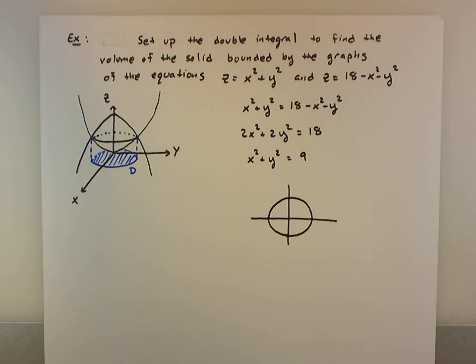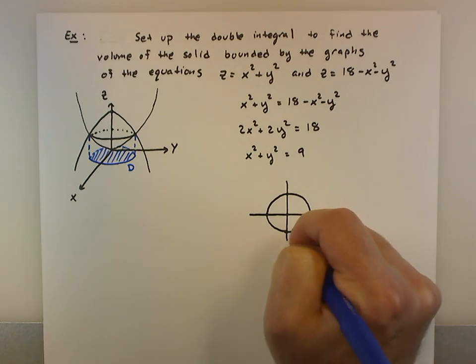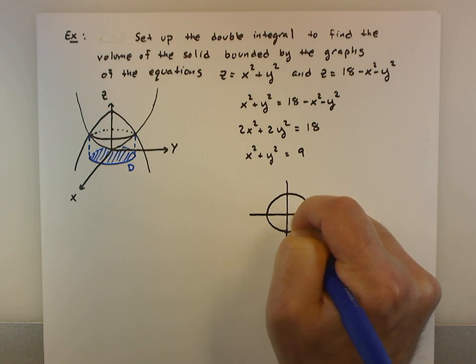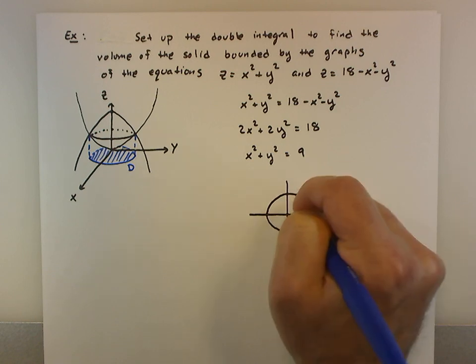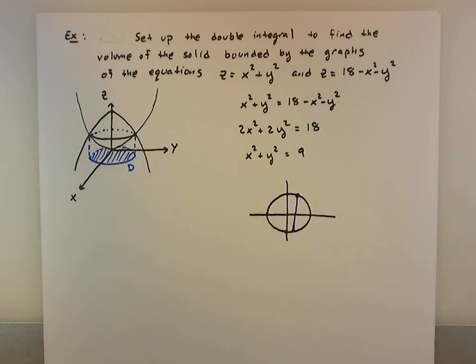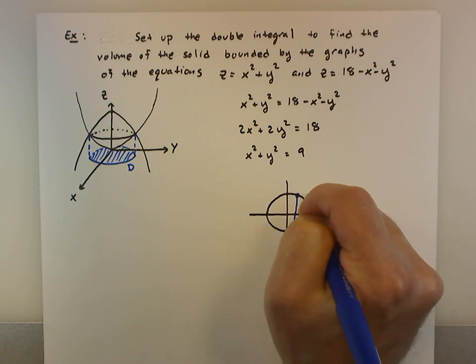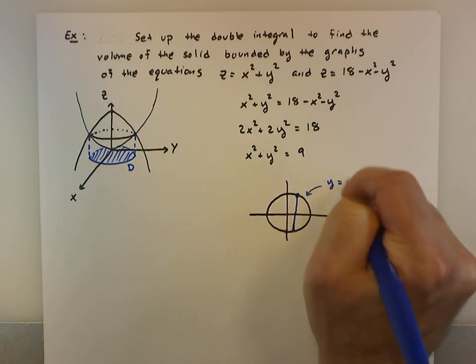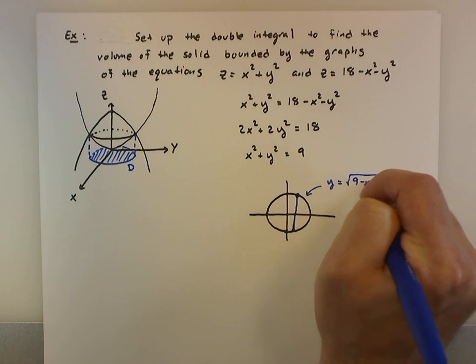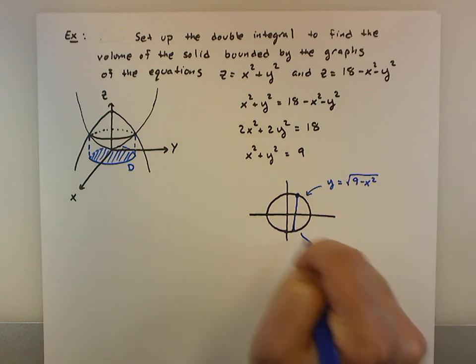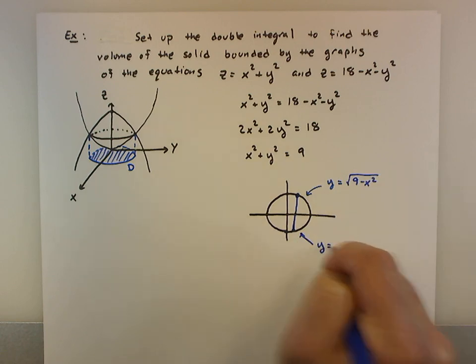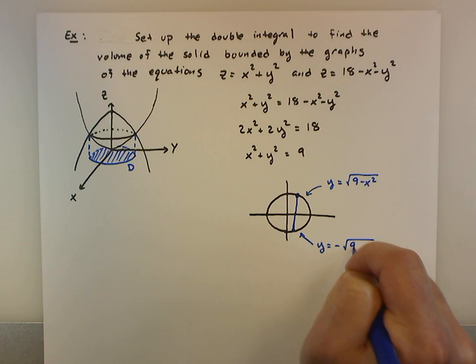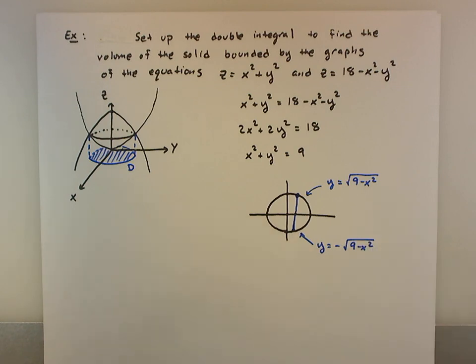Let's integrate dy dx, which means y goes from this lower value to this upper value. If I solve for y, this upper curve is y is equal to the square root of 9 minus x squared. This lower curve is y is equal to negative root 9 minus x squared.